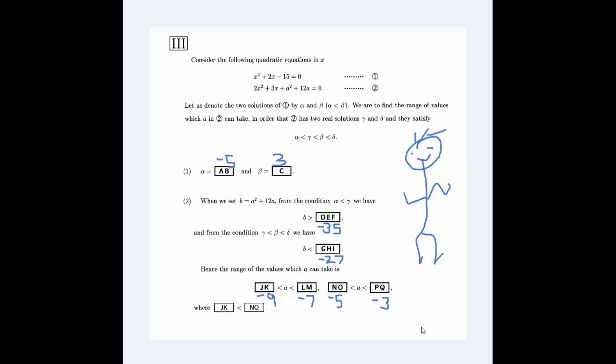1. Alpha is negative 5 and beta is 3. When we set b equals a squared plus 12a, from the condition alpha is greater than gamma, we have, and from the condition alpha is less than beta, we have negative 35. B is greater than negative 35. Hence, the range of the values which a can take is negative 9, negative 7, negative 5, negative 3.